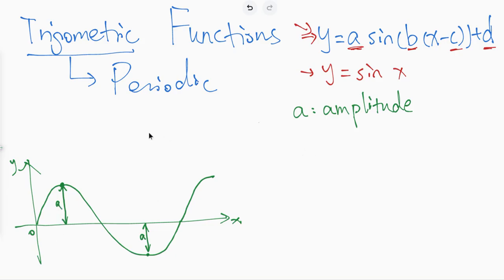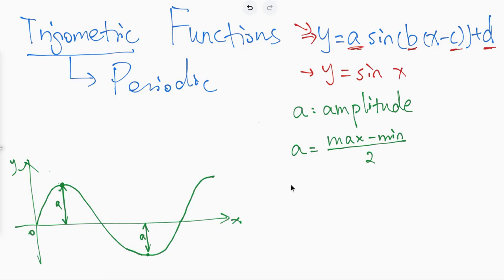So both of these are A's. Let's say I have a function such as y is equal to 2 sine x, then the max value of the graph would be 2, and the min value of the graph would be negative 2. And we will intuitively see that A would simply be max minus min, the distance between the max value and the minimum value of the function, over 2.